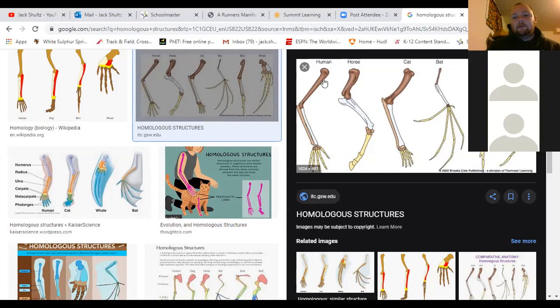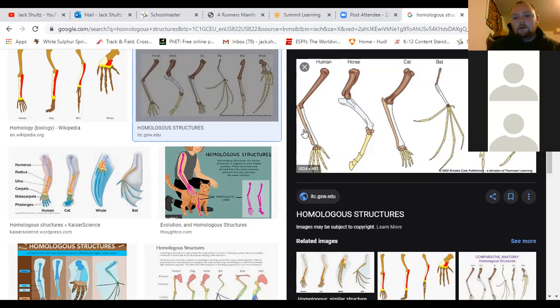Looks a little different, but every organism has it, whether it is a human, a horse, a cat, a bat, a bird, or a whale. The whales have really stubby ones, all right? But we all have the same type of bones, okay? Now, obviously, there's some of these that are a little different.